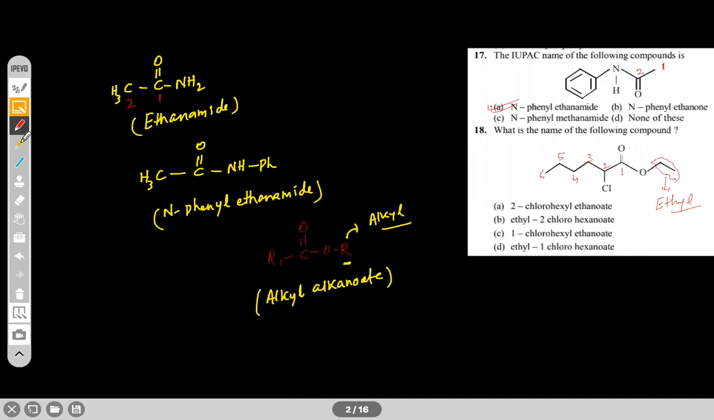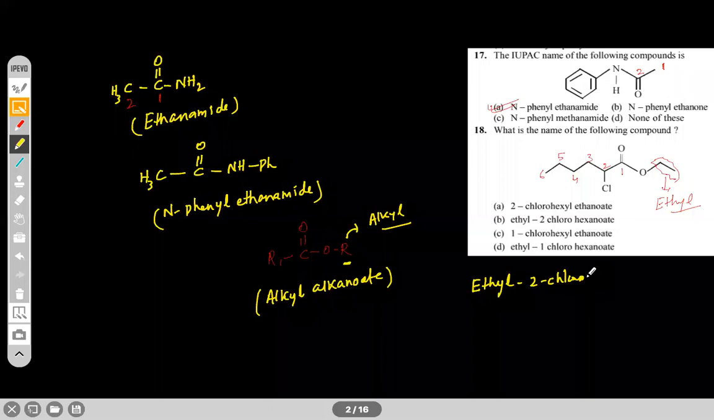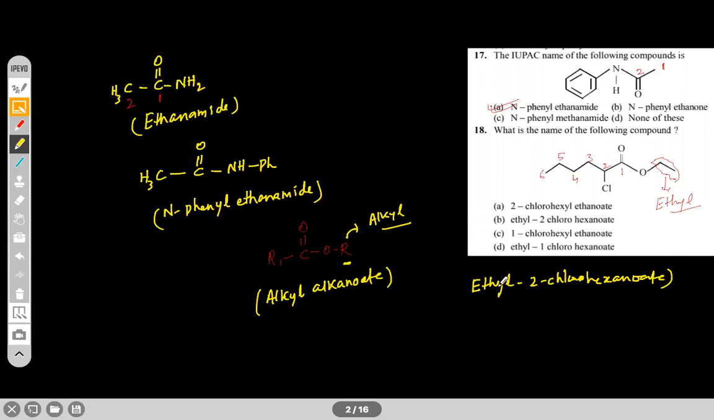Since it is alkyl alkanoate, instead of alkyl we have ethyl, then hexanoate, but we have other substituents also, which is chloro at second position. So ethyl 2-chlorohexanoate. We must have a dash over here. So this is the name of this compound. Option B is correct.